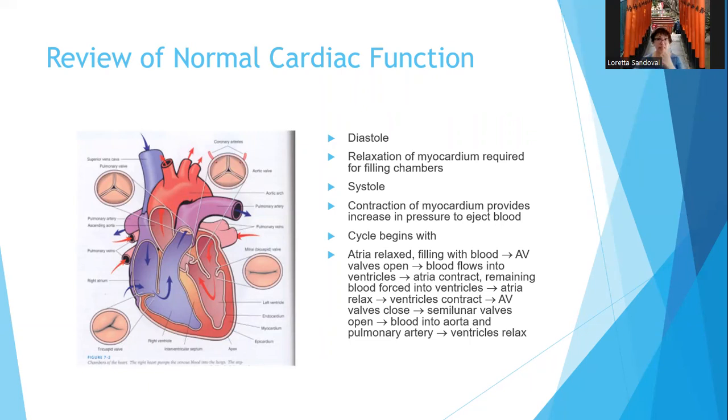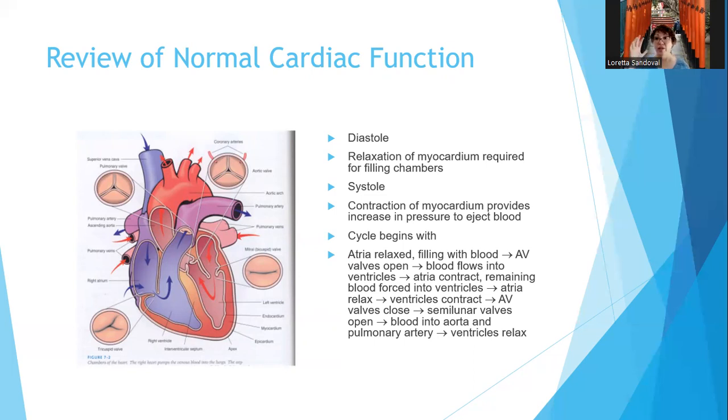The cardiac cycle begins with the atria relaxed and filling with blood. The atrioventricular valves open, blood flows into the ventricles. The atria contract, the remaining blood is forced into the ventricles. The atria relax, the ventricles contract. The atrioventricular valves close, so you don't get backflow. The semilunar valves open, and blood is ejected from the ventricles into the pulmonary artery, going to the lungs. From the right ventricle and from the left ventricle, it's ejected into the aorta. Then the ventricles relax and the whole thing starts over.